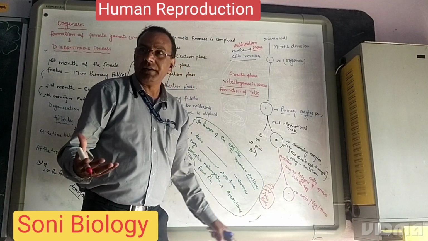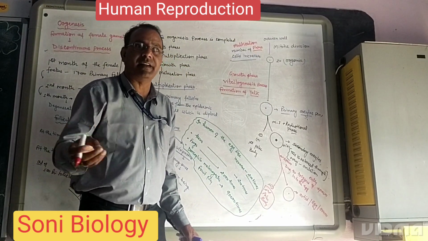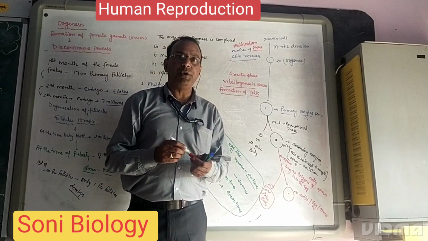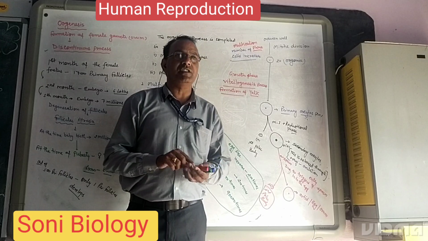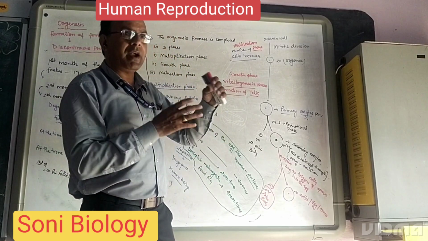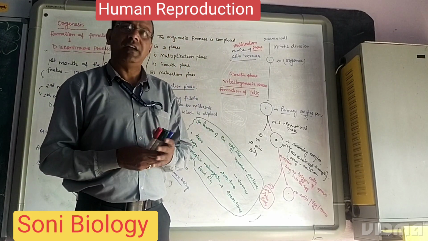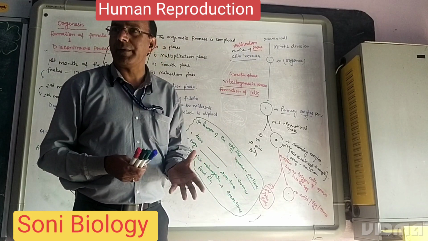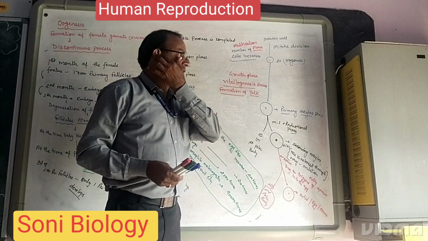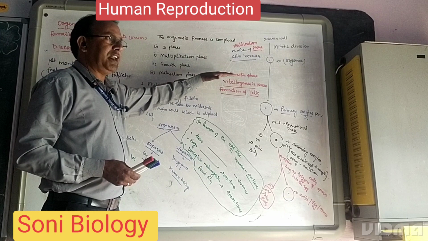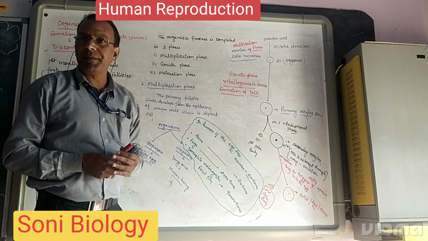Then this ootid, the fertilized egg, moves through the fallopian tubes by peristalsis movement, reaches the uterus, implants at the inner wall of the uterus, and development of the embryo starts. This is the division in the ovary, or you can say the ovum.